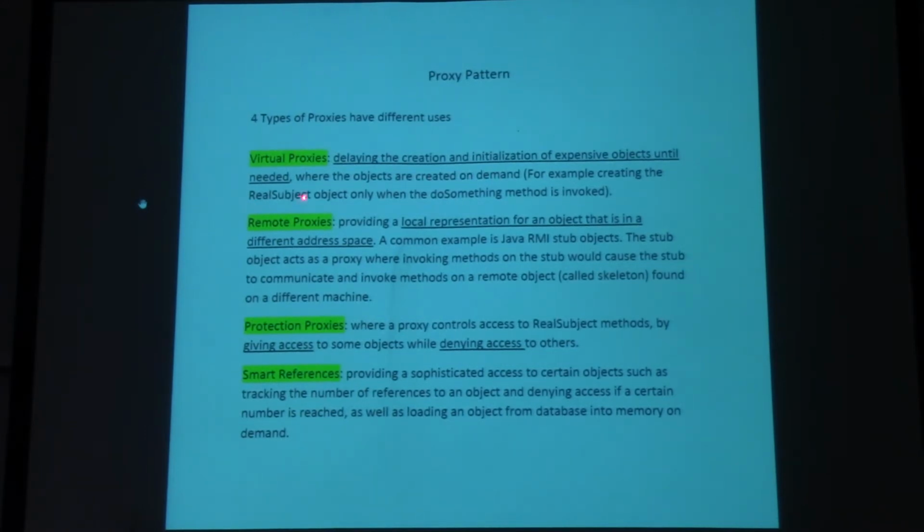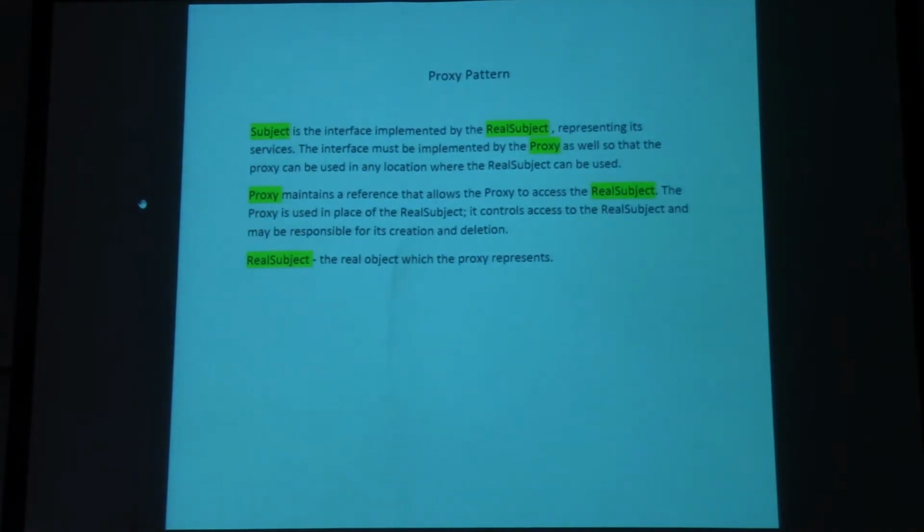Creating a real subject, the subject is the proxy, the hidden object inside, only when the do something method is invoked. So we have virtual proxies that create on demand when really necessary, not when you want it, but when it's necessary. Remote proxies execute remote objects for you, and you think they're local. Protection proxies protect from dangerous or illegal operations, and smart references essentially hide the real subject inside, and we've done those.